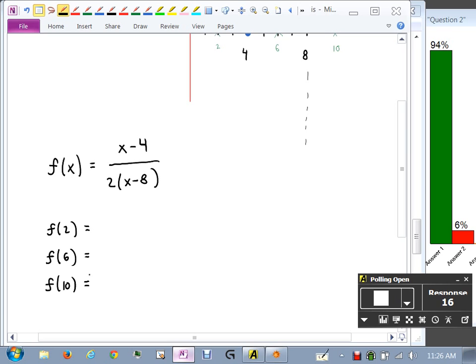But let's see if we remember how I was doing it, this short way. Remember, I was only determining whether or not the answer was positive or negative. So if I plug 2 into this, let's see what happens on the top. You get 2 minus 4, which is a negative number. So I have a negative number.